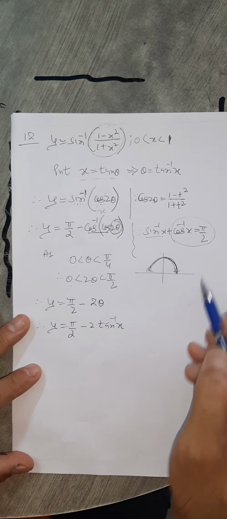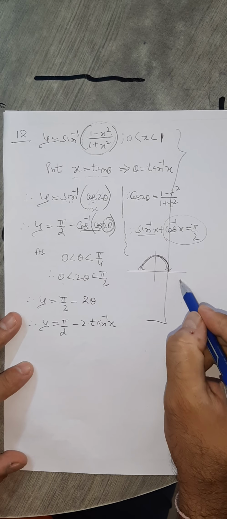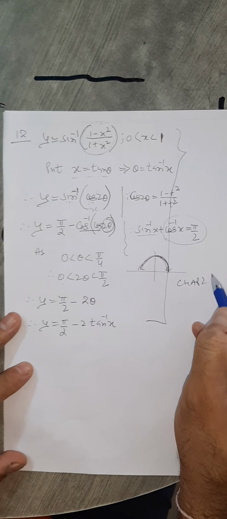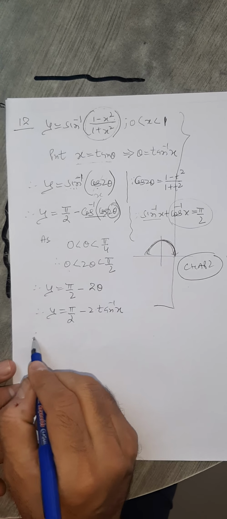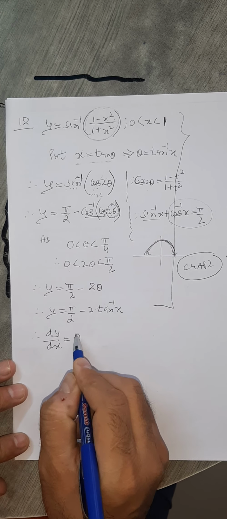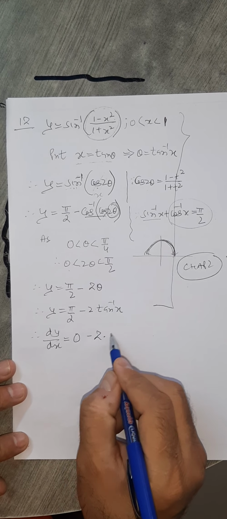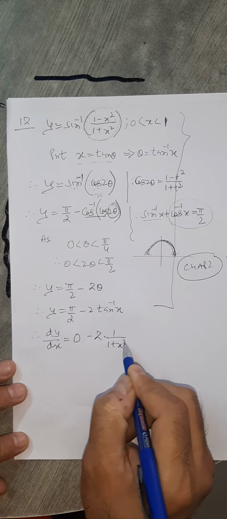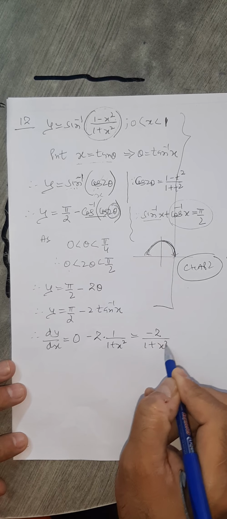Again I am emphasizing, this is nothing but chapter number 2, remember. Inverse trigonometric functions, chapter number 2. Differentiation will now come into play. So differentiation, just one line. What's the derivative of pi by 2? Being a constant, 0. The 2 stays as it is. What's the derivative of tan inverse x? 1 upon 1 plus x squared. So it is minus 2 upon 1 plus x squared.